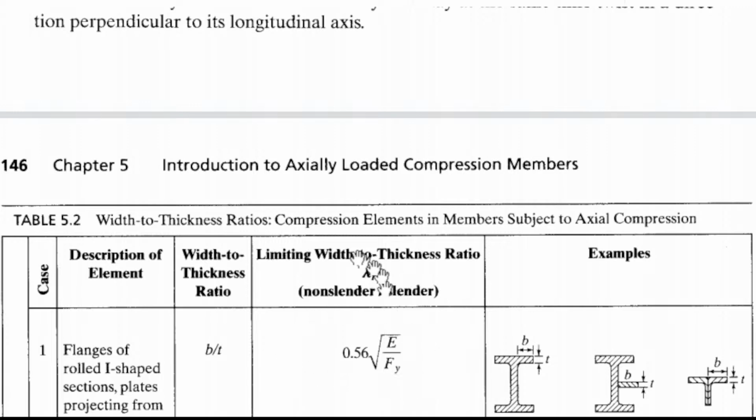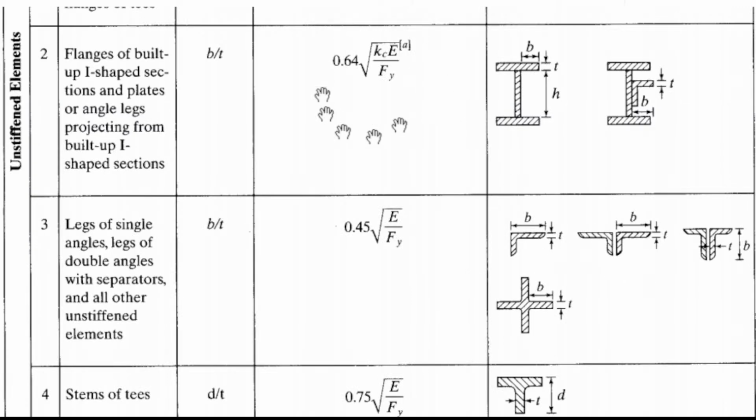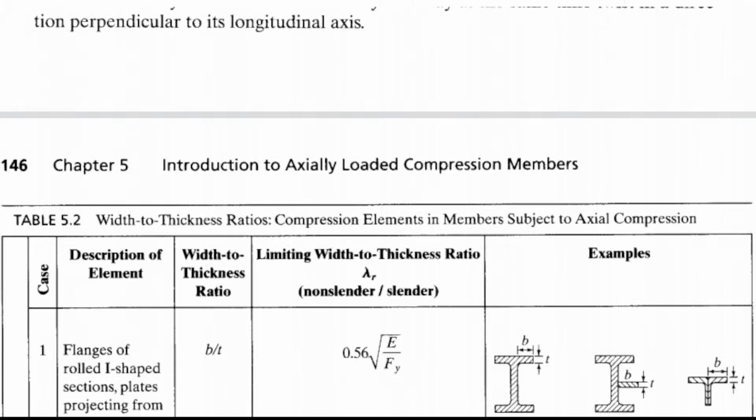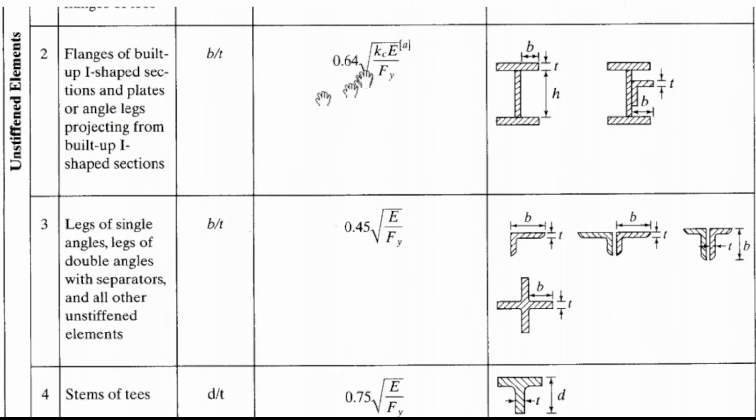This is the limiting width to thickness ratio, lambda R, the limit between non-slender and slender. Okay? So this is the limiting value between non-slender and slender. While in case 2, we have 0.64. So, 0.58, 0.56, case 1, 0.64. But now, square root of kE over Fy.